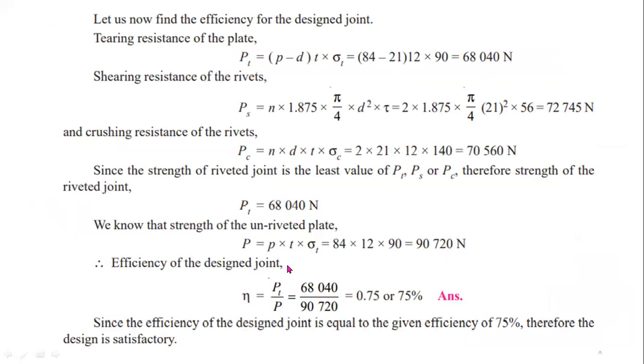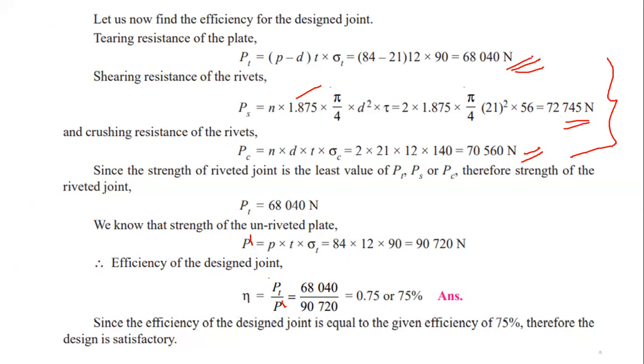These are the formulas for determining the efficiency of the joint. This is the formula for efficiency: least value of Pt, Ps, Pc divided by the strength of unriveted joint, this one is p dash. This is the value of tearing strength. This is the value of shearing strength. For double shear, you have to consider this formula. This is the value of crushing strength. From these three values, you have to find the least value to estimate the type of failure.